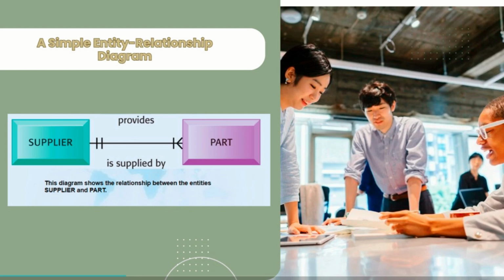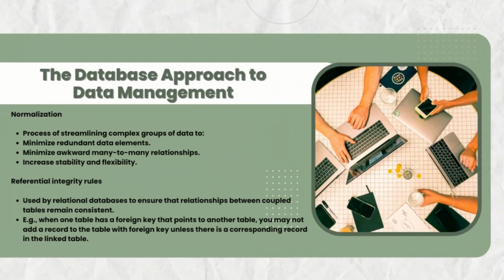In database design, common relationship types include one-to-one, one-to-many, and many-to-many. For example, a one-to-many relationship could mean that one supplier can supply many different parts, but each part is supplied by only one supplier. Normalization is a crucial process in database design aimed at streamlining complex groups of data to improve data integrity, reduce redundancy, and enhance overall database efficiency.